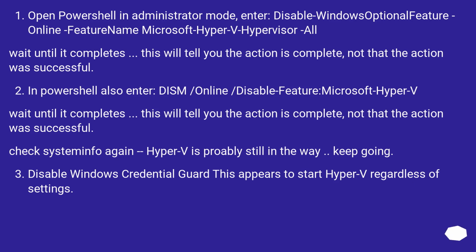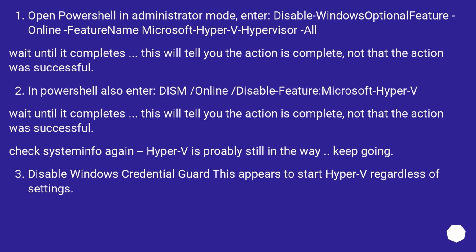In PowerShell also enter dism /online /disable-feature Microsoft-Hyper-V. Wait until it completes. This will tell you the action is complete, not that the action was successful. Check System Info again. Hyper-V is probably still in the way.